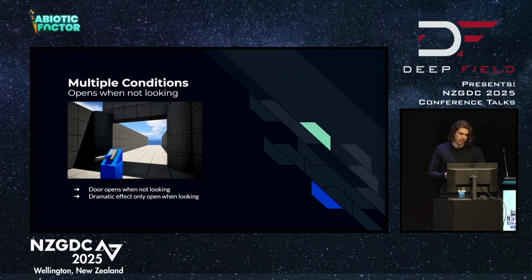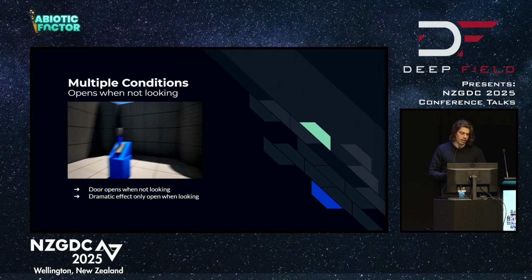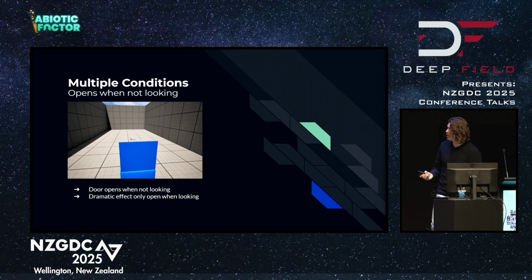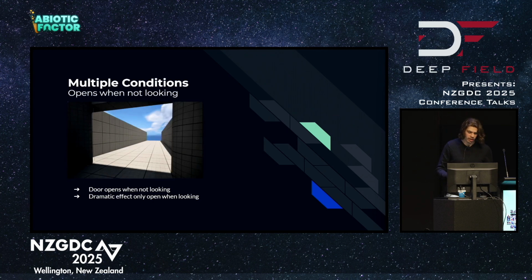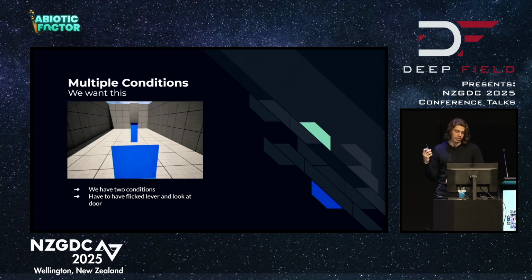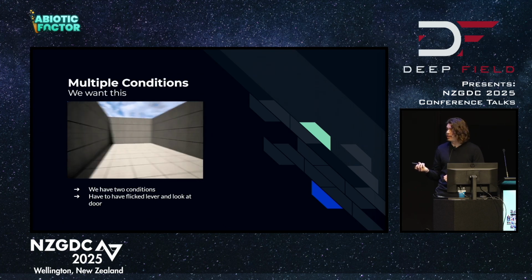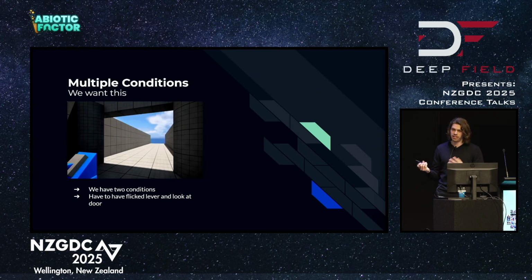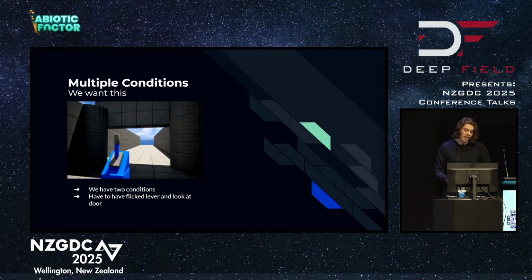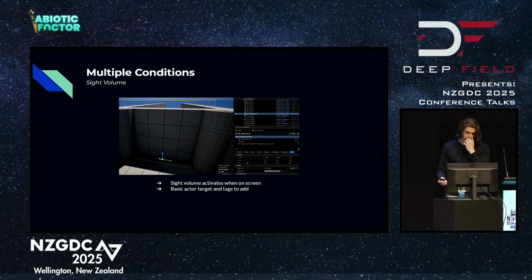So let's say currently we don't like it when I can open the lever, turn the lever down, but then I don't see the door open. Not very dramatic, right? I'm looking away. So let's say we want this instead, where we flick down the lever, but only when we look at it, it opens. Doesn't make much sense logically, but for the example, let's assume we want that for the dramatic effect.